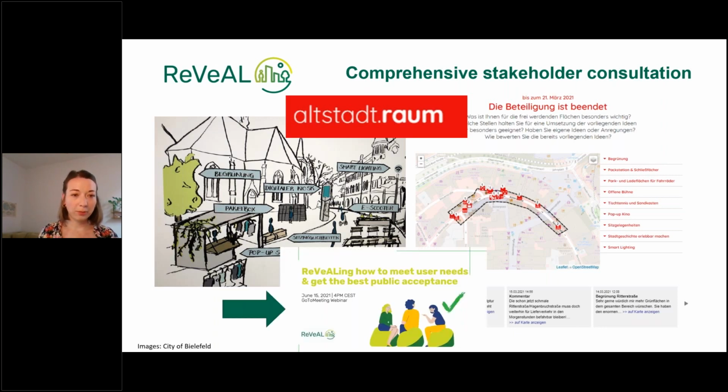I can't go into depth. It's a very interesting process that happened and is still happening in Bielefeld. If you're interested to hear more about it, we have a webinar in June on the 15th where we talk about user needs and public acceptance. And also we will talk about the process in Bielefeld in more detail.